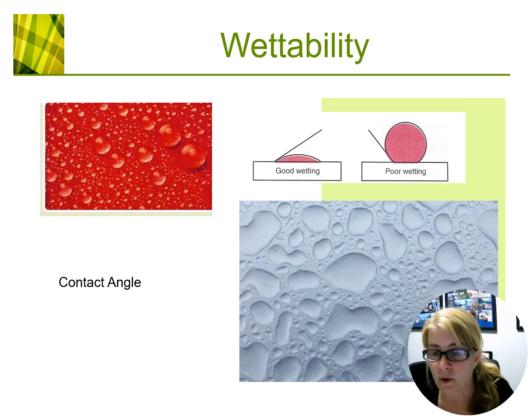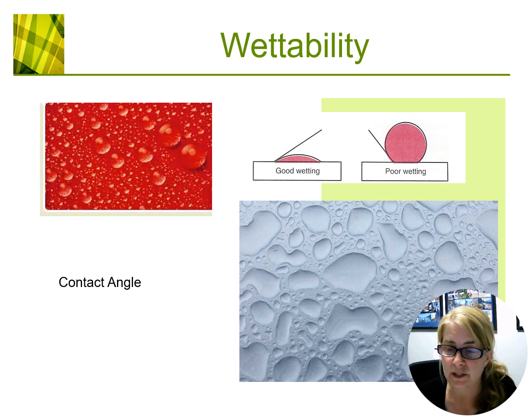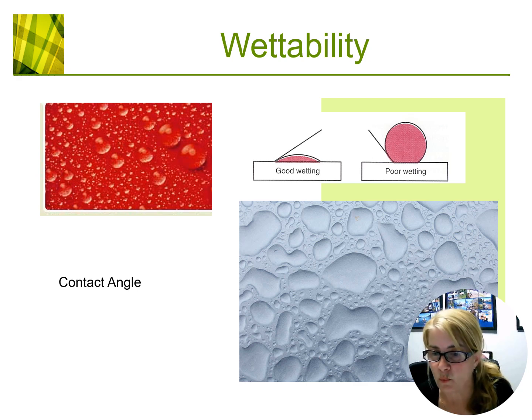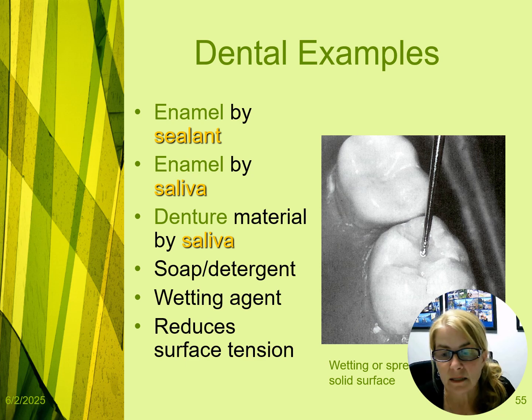We don't want that. We want the water to be able to spread across the surface, or the sealant gel material to be able to spread across the surface. We want a low contact angle and something that's easily or highly wettable. So we want sealant material to spread across the enamel. We want saliva to spread across everything in the mouth, but particularly enamel. We want saliva to be able to spread across denture material.